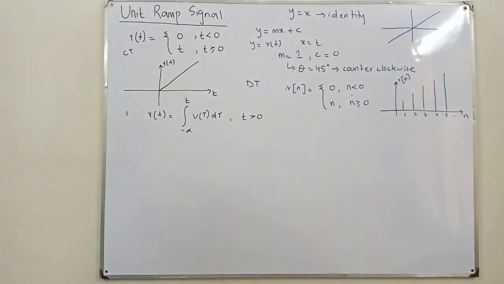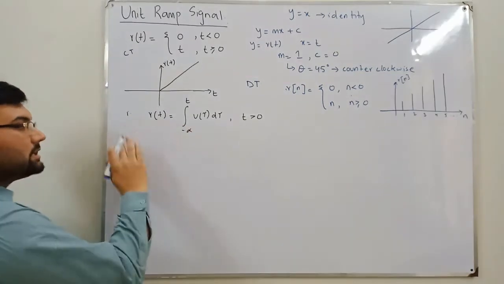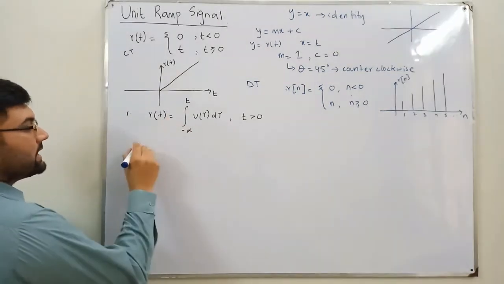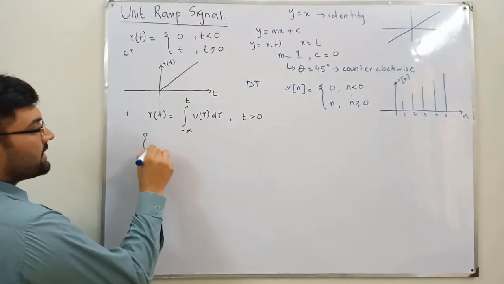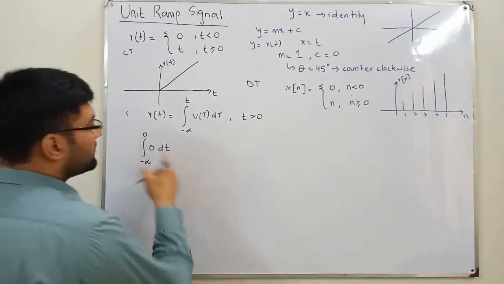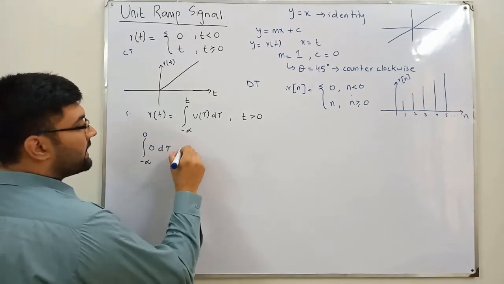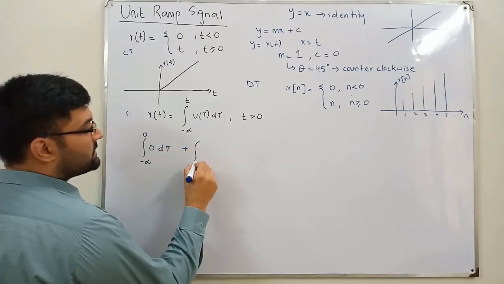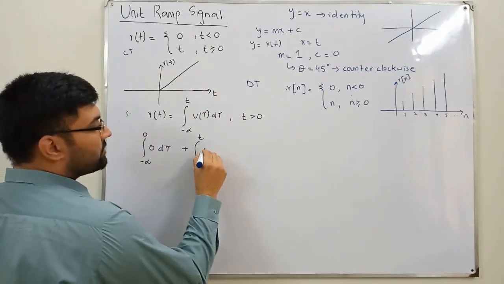So if I do the integration, u of t is 0 when t is from negative infinity to 0. So from negative infinity to 0, you have the unit step function as 0, so the integration would be 0. The limits I have to change to tau, and then from 0 to any positive value t, you have the value of u of t as 1.